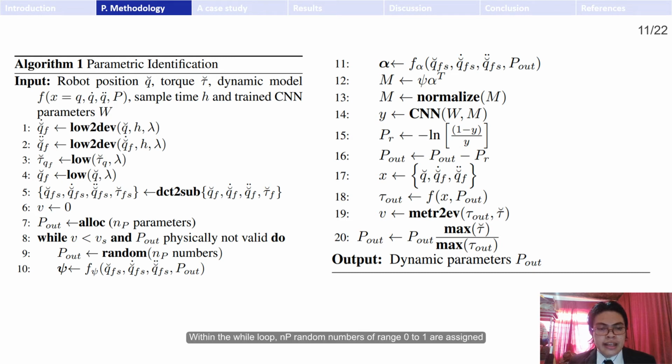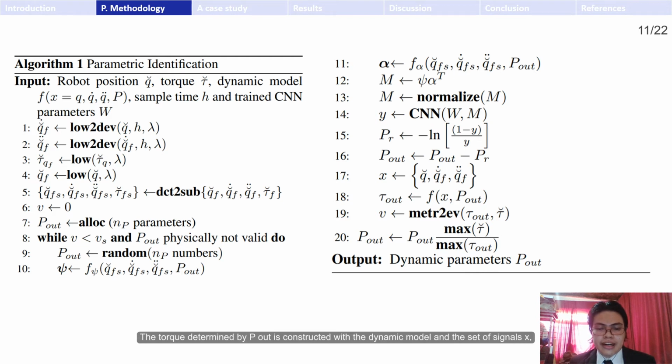Within the while loop, NP random numbers in the range 0 to 1 are assigned to Pout. The vectors psi and alpha are determined in lines 10 and 11 to create an M image in line 12. In line 13, Mn is normalized to the range 0 to 1, and it is introduced to the CNN in line 14. In line 15, the parametric residual PR is recovered by applying the inverse sigmoid function. In line 16, the identified parameters are obtained by subtracting PR from Pout.